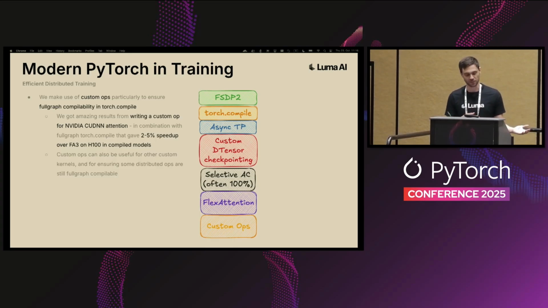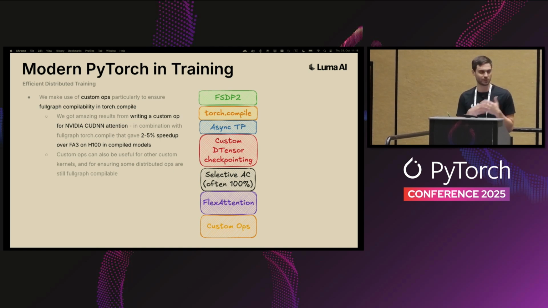So for example, we got amazing results from writing a custom op for NVIDIA's cuDNN attention on H100s, which makes it full graph compilable. In combination with full graph Torch compile, that sometimes gave us between 2 and 5% speed up over Flash Attention 3, which is pretty good given that that is the state of the art. Custom ops can also be really useful for other custom kernels, and for making sure that Torch compile can be full graph compilable. It might not be able to fuse these ops, but it's still nice that you don't have any graph breaks in between.